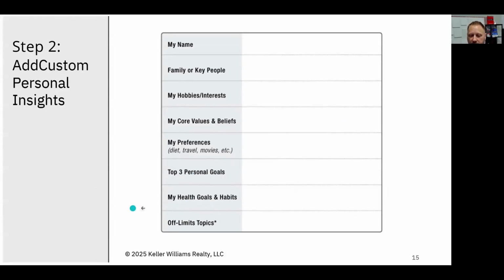My health goals and habits, and then off-limit topics. This is going to have an asterisk next to it, and I think it's probably one of the most important things because there may be some things in there you don't want it to do. For example, if it's going to be helping you write anything for your listings, then make sure that you don't have certain things in there that violate our TCPA, that violate our fair housing, any of that stuff. You could simply say any fair housing is off limits, and it will be able to pull that information.